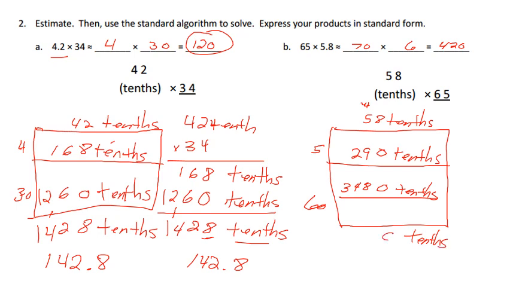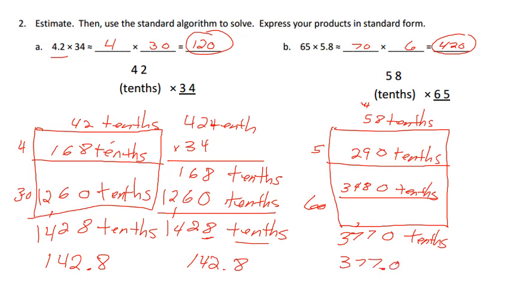And 0 plus 0 is 0. 8 plus 9 is 17. Carry 1. 2 and 4 is 6, and 1 is 7, and 3. So we have 3,770 tenths. Our estimate was 420. So we know that it has to be 377.